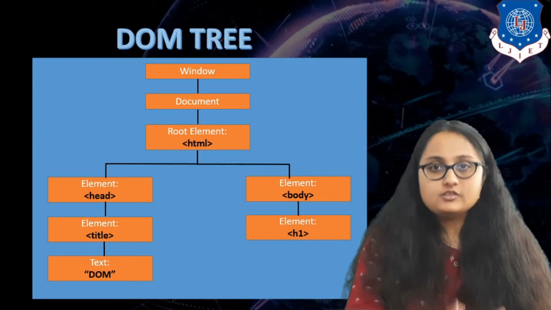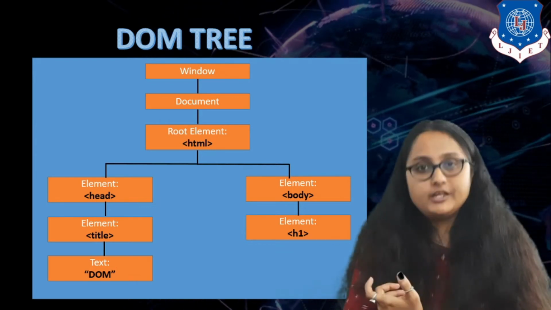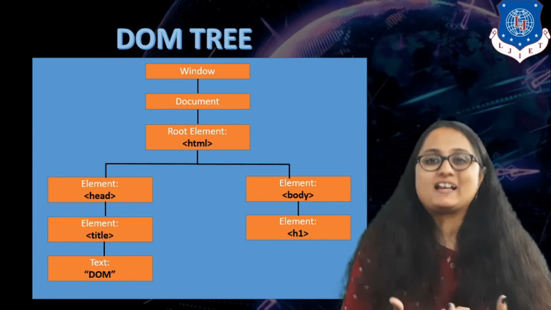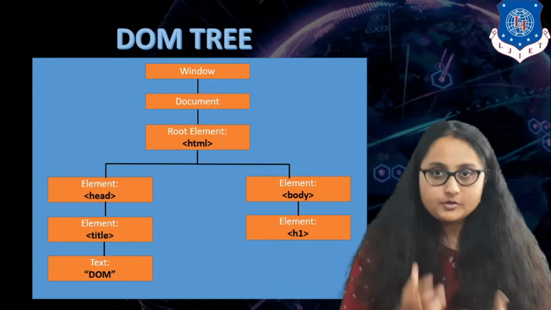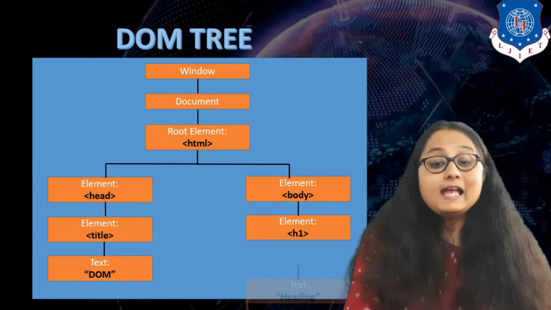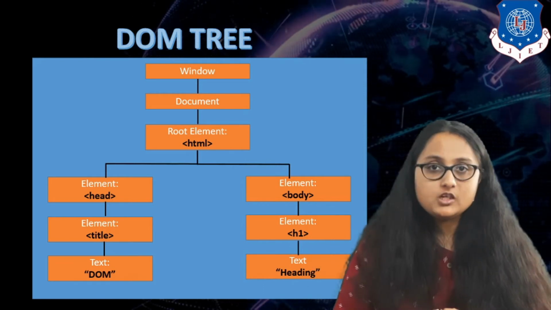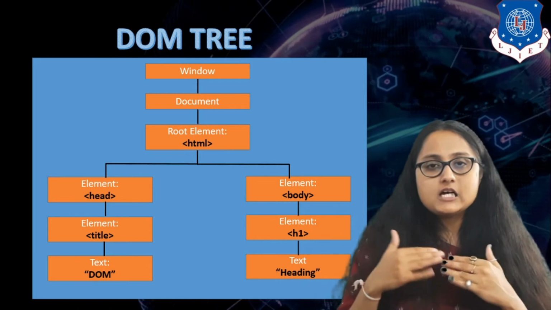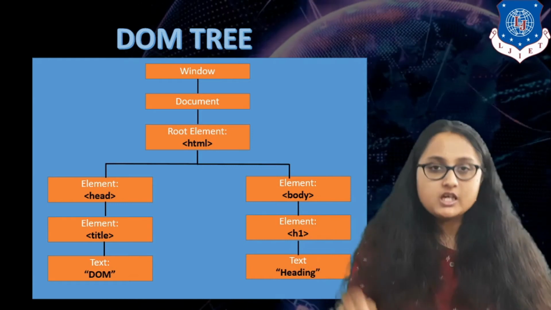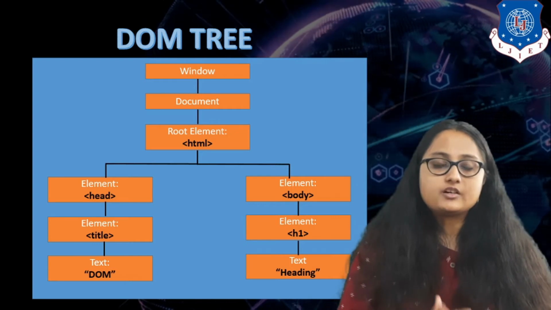So the H1 tag. Now we are not referring to it as a tag, we are referring to it as an element. Whenever we are talking with respect to the DOM, we will not refer to these as tags, we will refer to them as elements, because they are objects with respect to the DOM or JavaScript. And inside the element you have written some text, that is, heading. So this is a hierarchy. There are certain elements which are on the same level in this DOM tree, and there are certain elements which are on different levels, or which have a parent and child relationship.